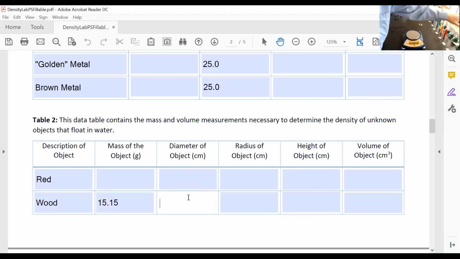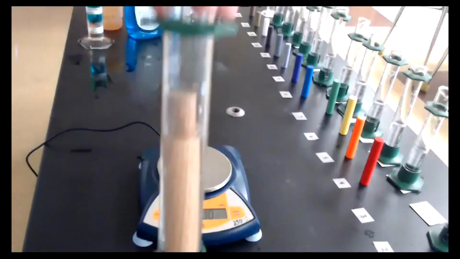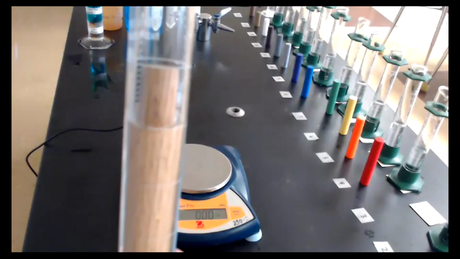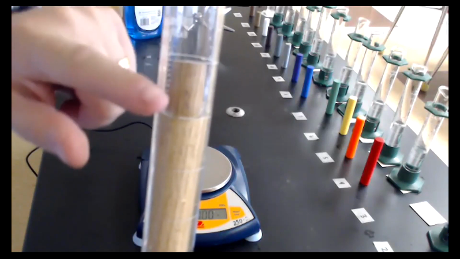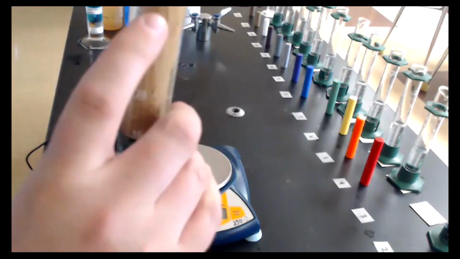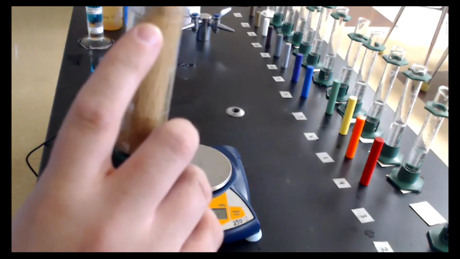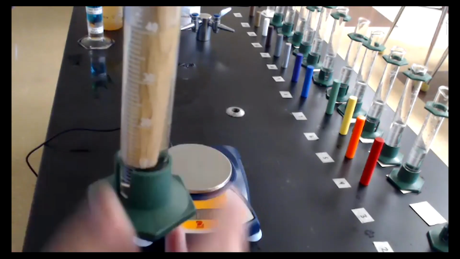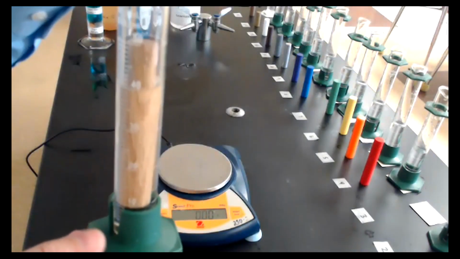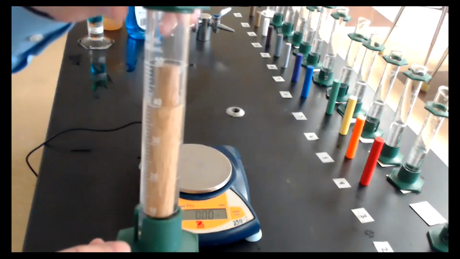Now, just to show you why you cannot use this method, if I drop this in here, let me make this a little bigger. You'll notice that the wood floats. So you can see it sticking out above the surface of the water here. That means if we measured the volume where the water is, that would not be very accurate because some of the wood is not underneath the surface of the water. So we couldn't use displacement to solve for the volume of this piece of wood.